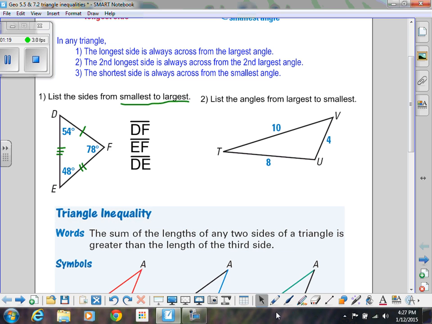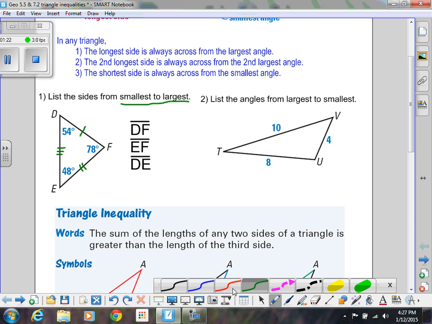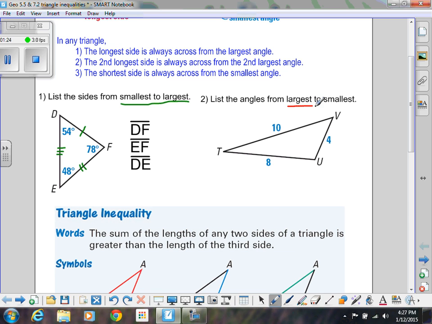All right, now on this one we're going to list the angles, and we're going to go from largest to smallest. So please read directions very carefully when you do practice problems. So again, I'm going to mark some angles here. My smallest side is 4, so the angle across from that is T. I'm going to do a single arc there. My middle length is 8, so I'm going to do the angle across from that with 2 arcs. And then my largest side is 10, so the angle across from that is going to get 3 arcs for me. So now all I have to do is list those from largest to smallest.